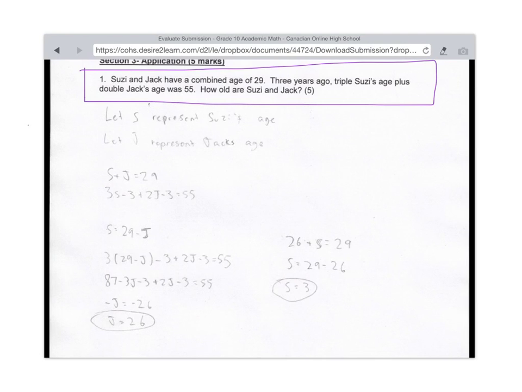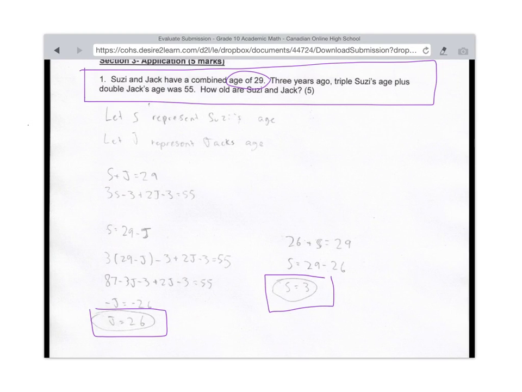If you reread the second line of your instructions, it says 3 years ago, triple Susie's age plus double Jack's age was 52. If Susie is 3 right now, then 3 years ago, unfortunately, she's 0. She's not born yet. And if we take 3 times 0, we're going to get 0. And if we double Jack's age, we're going to get 52. So even though these answers satisfy the requirement that their combined age is 29, it didn't satisfy both requirements. And again, if you had gone back and double checked that with both instructions in the question, then you would see where you'd gone wrong.